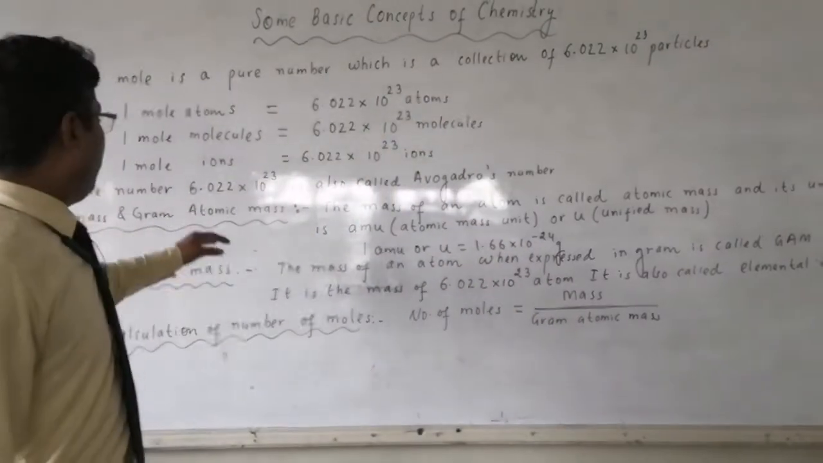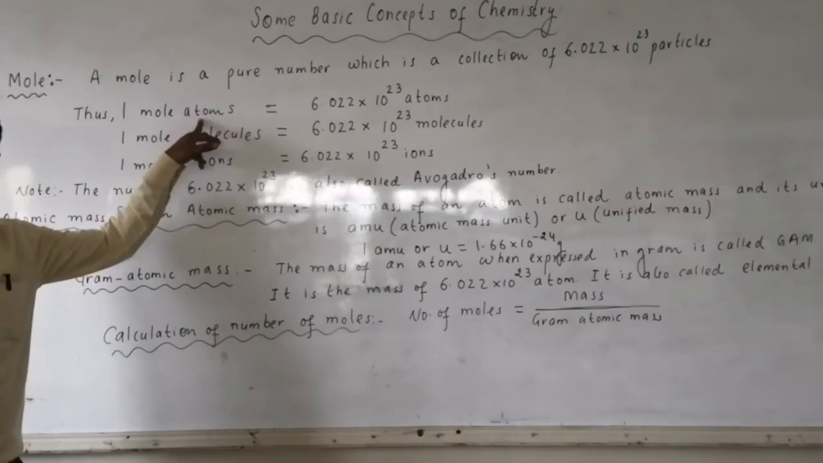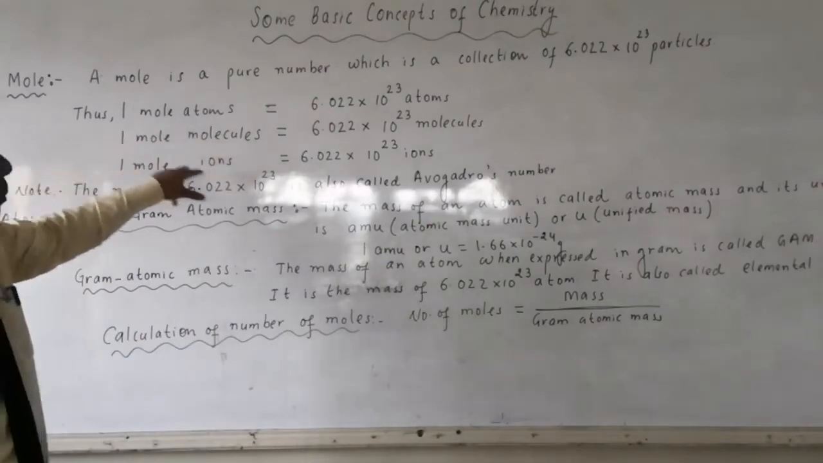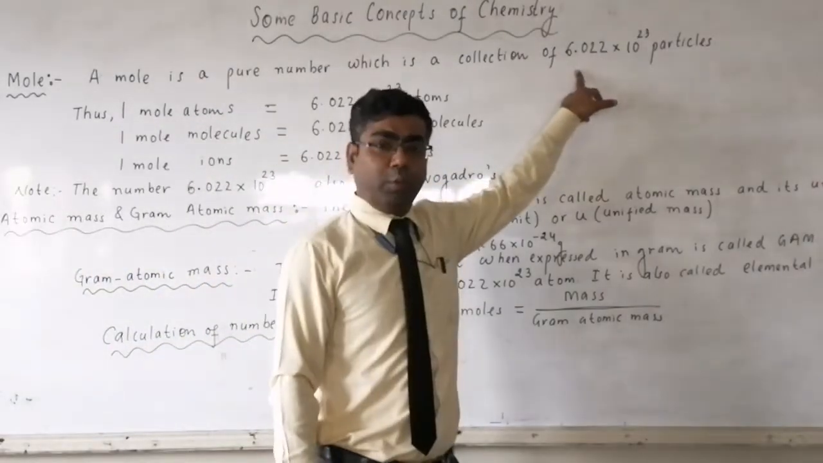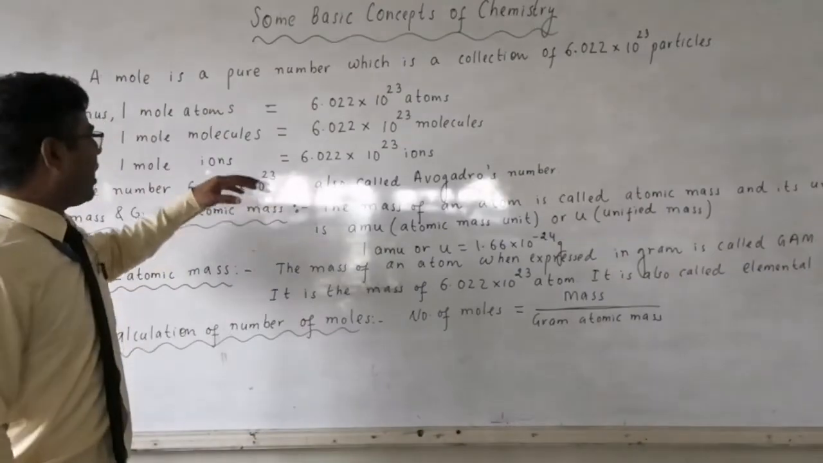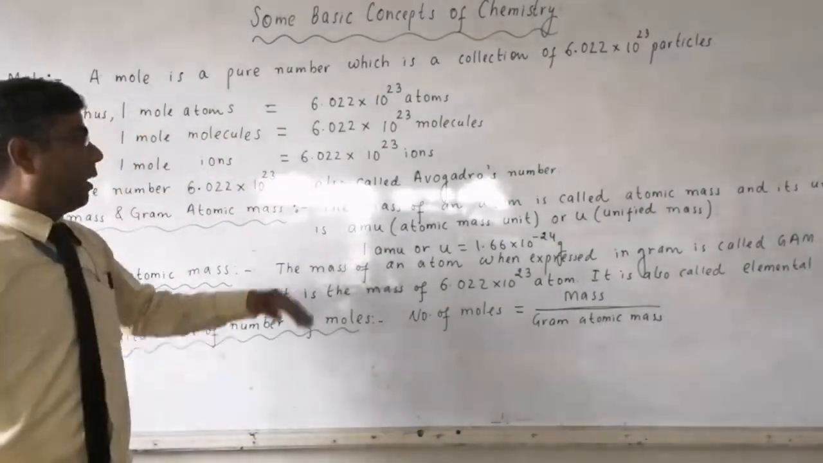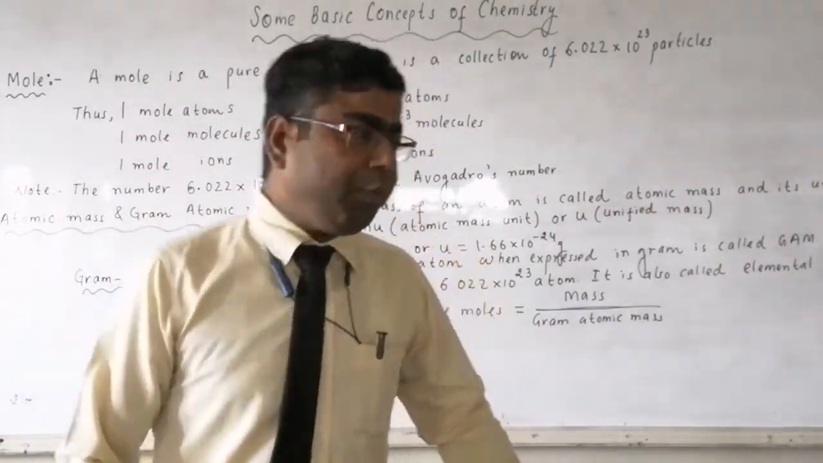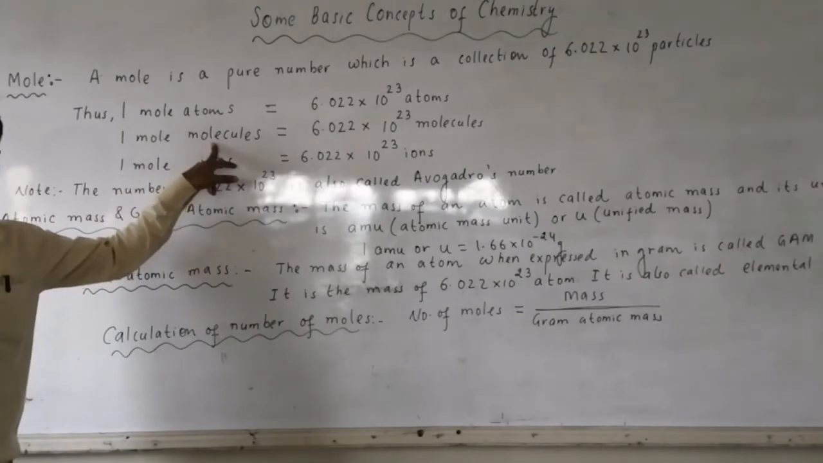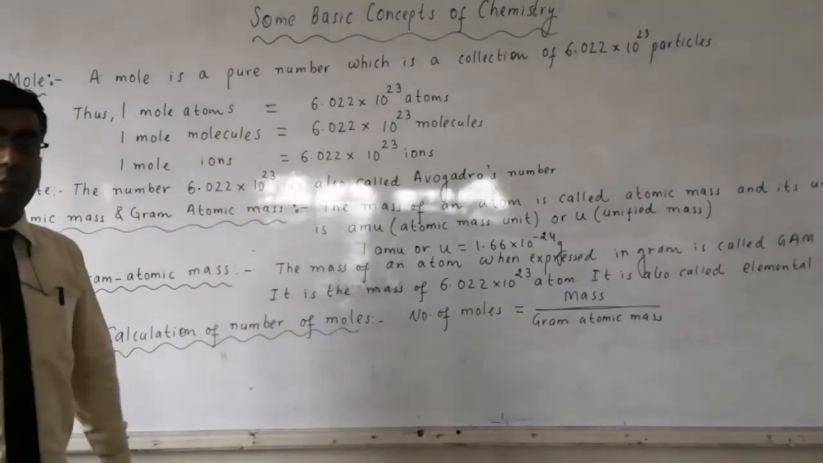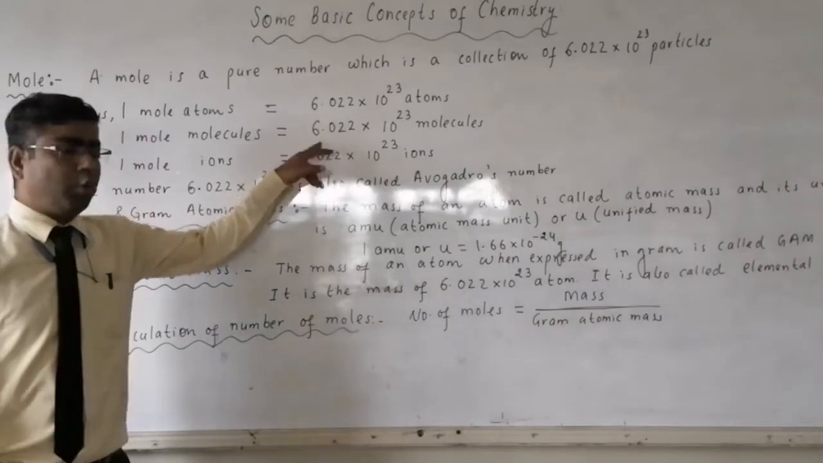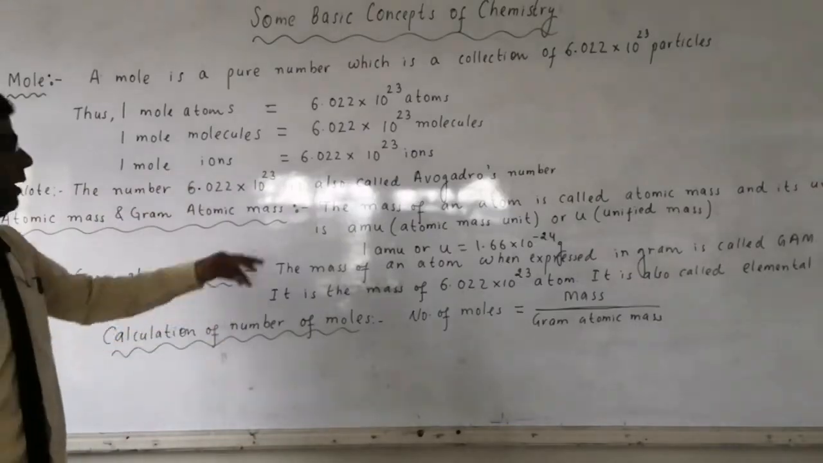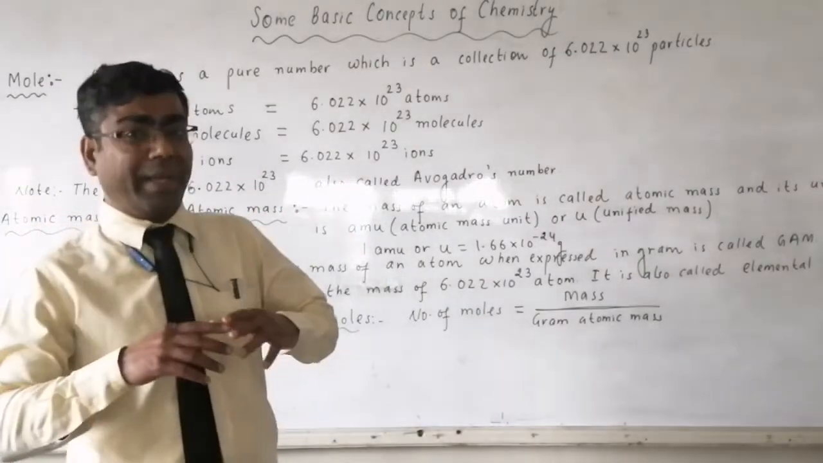So if I write 1 mole atoms, then how many atoms will be there? Just replace term 1 mole by this number 6.022 into 10 to the power 23. So when I talk about 1 mole atoms, then I am talking about 6.022 into 10 to the power 23 atoms. If it is 1 mole molecules, it means how many molecules will be there? There will be 6.022 into 10 to the power 23 molecules. And if I talk about 1 mole ions, then it will be 6.022 into 10 to the power 23 ions.